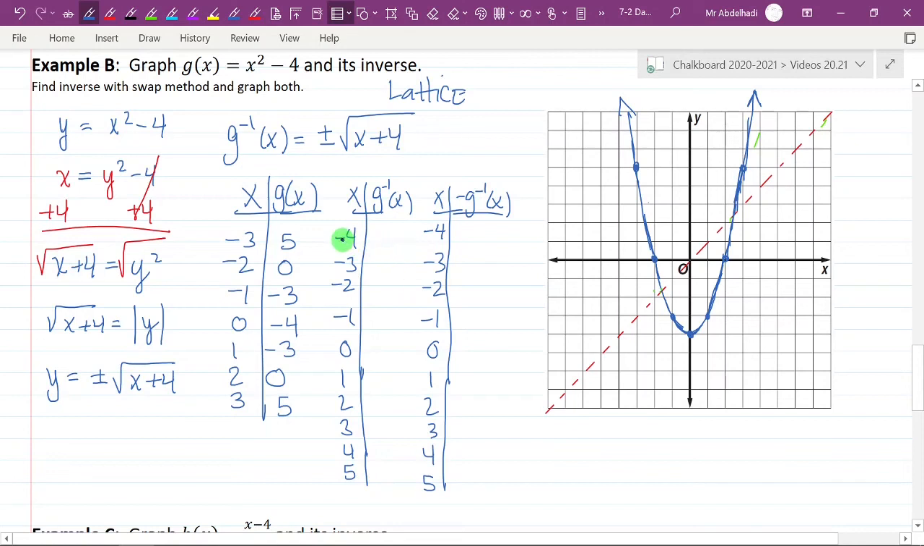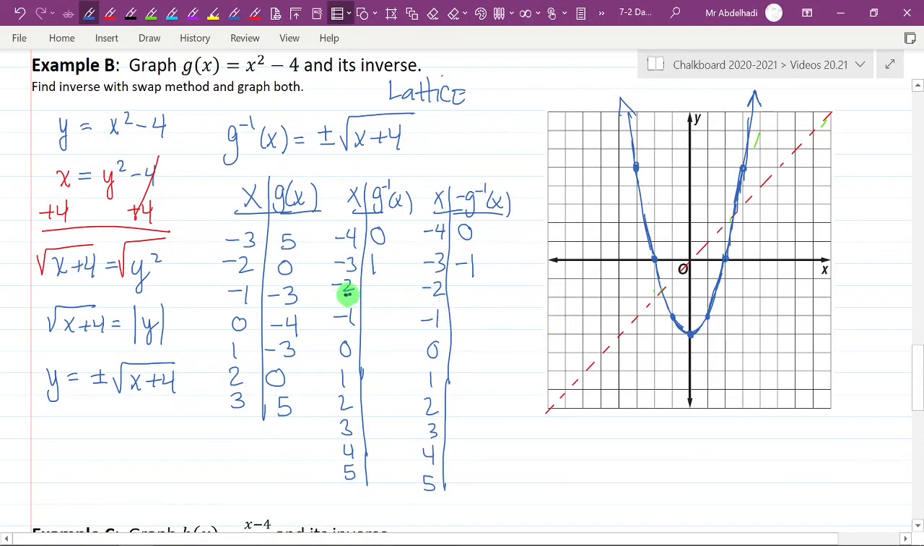So if I plug in negative 4 plus 4 is 0, and the square root of 0 is 0. Okay? That's for the plus and for the minus, so I can do it for both tables. If I plug in a negative 3, negative 3 plus 4 is 1. Square root of 1 is still 1. So this would be 1. And on the negative version of this, it would be negative 1. So I can do both tables at the same time. That's the good part about this.